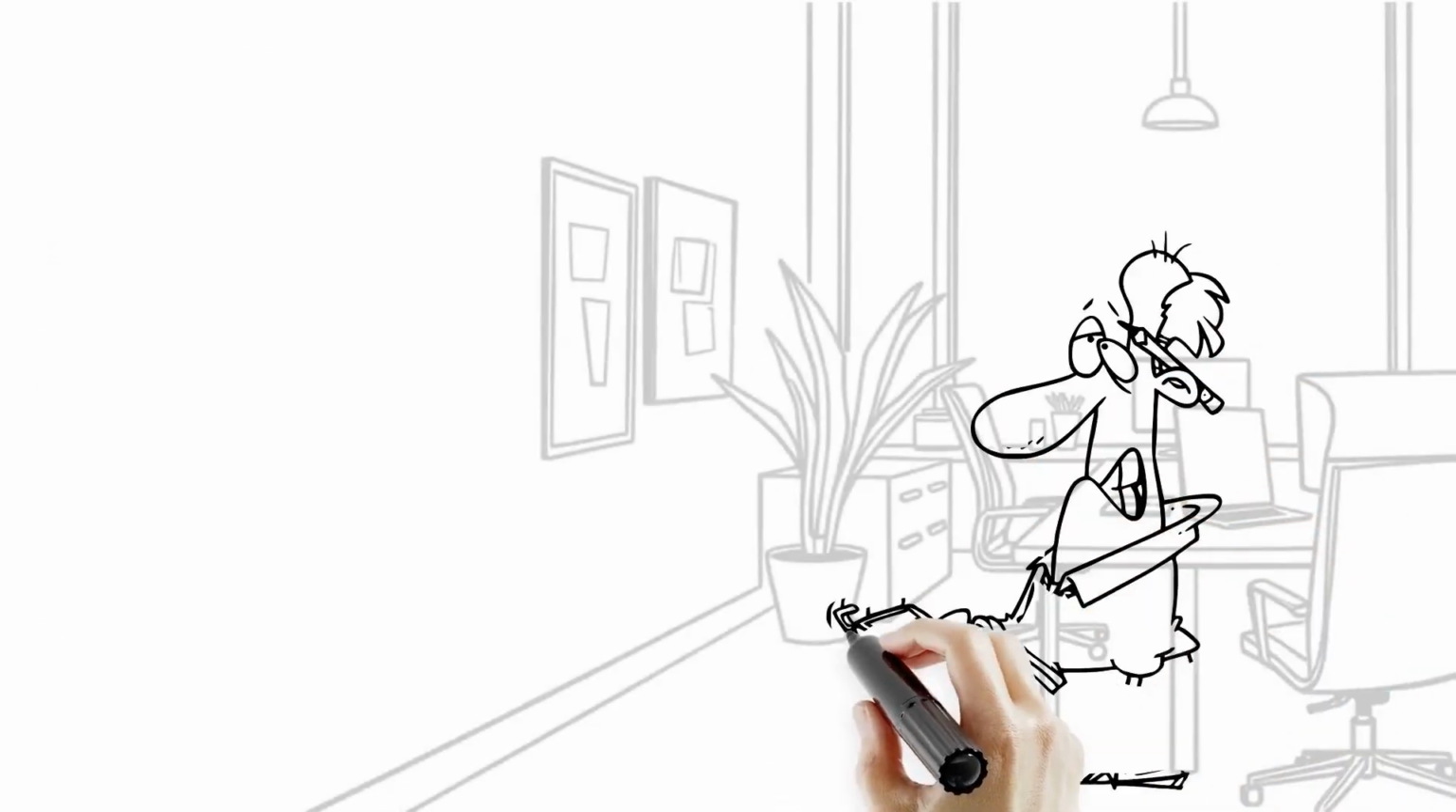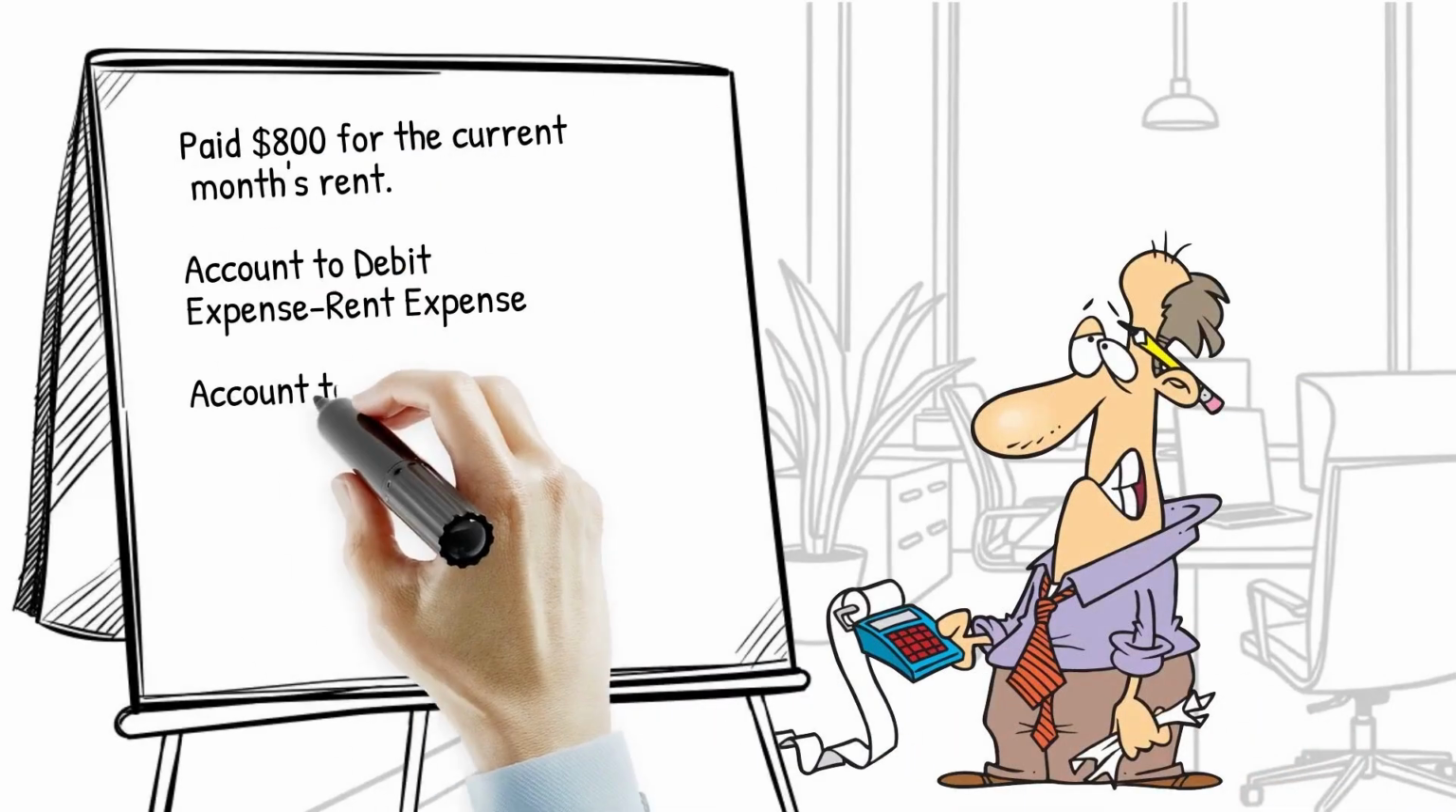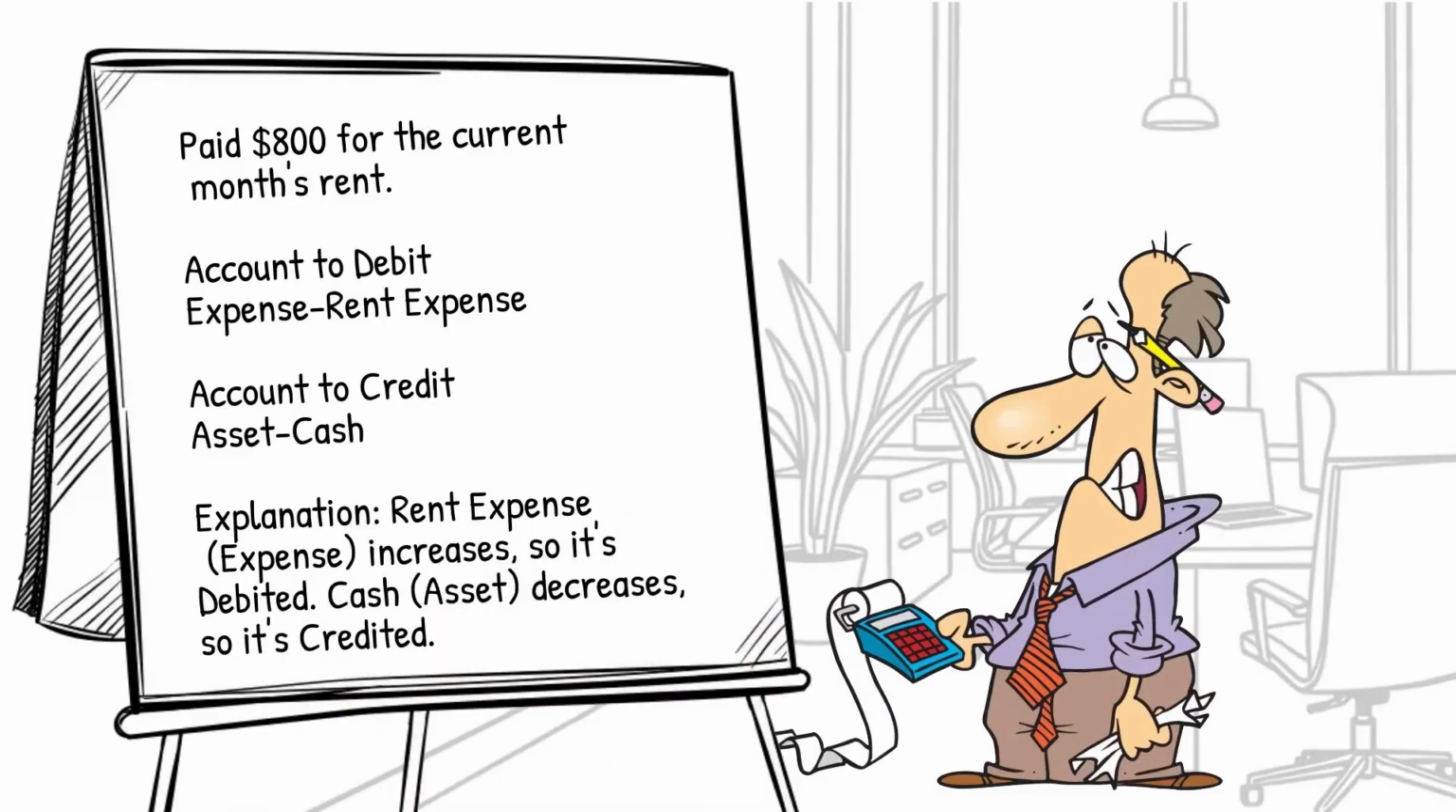Paid $800 for the current month's rent. Account to debit: expense, rent expense. Account to credit: asset, cash. Explanation: rent expense increases, so it's debited. Cash asset decreases, so it's credited.